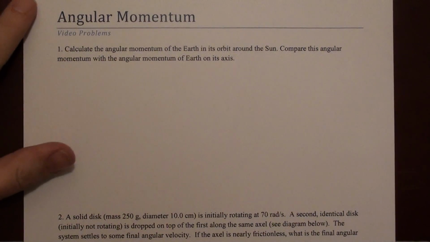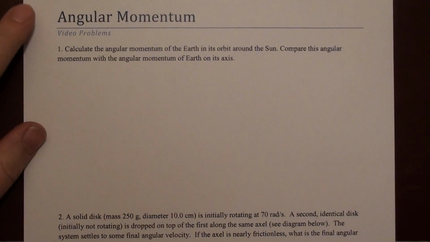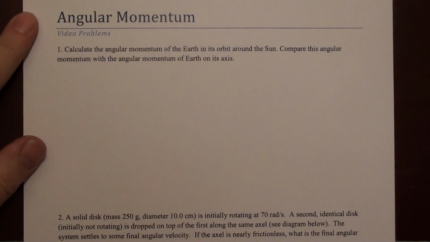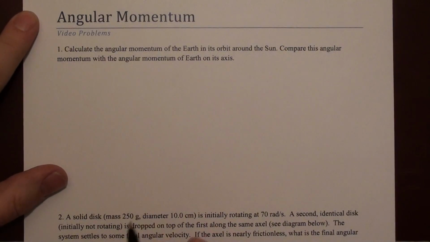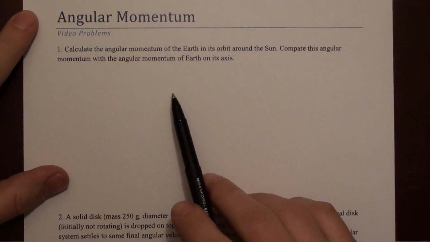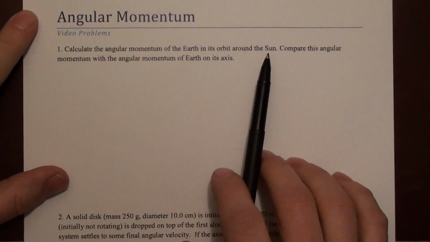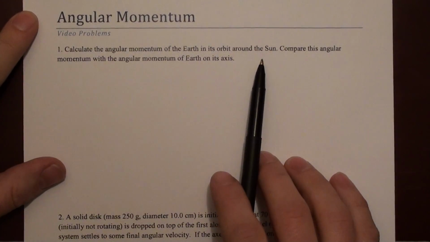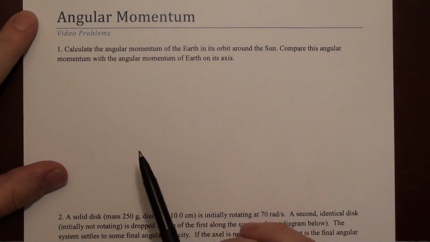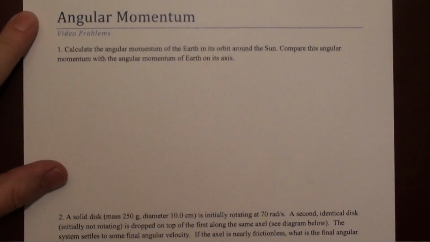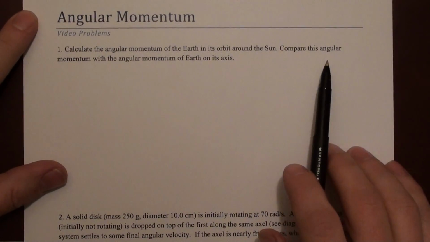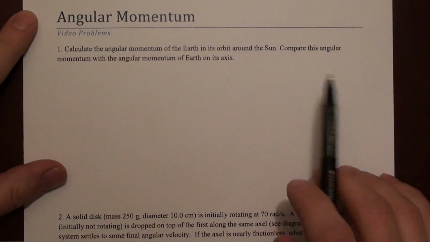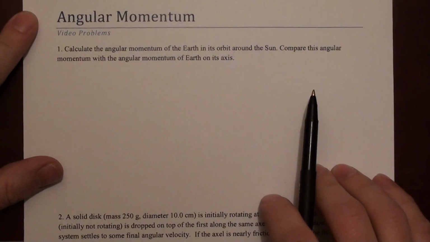So here we have a couple problems related to angular momentum. The first one I think is really interesting. We're asked to calculate the angular momentum of the Earth due to its orbit around the Sun. Because the Earth is traveling in a circle, or approximately a circle, around the Sun, it has some angular momentum due to that motion. And then we want to compare that to the angular momentum of the Earth because it's spinning, rotating on its own axis.